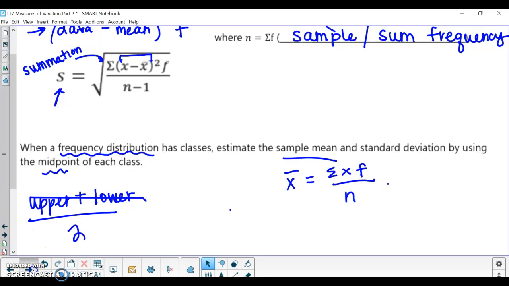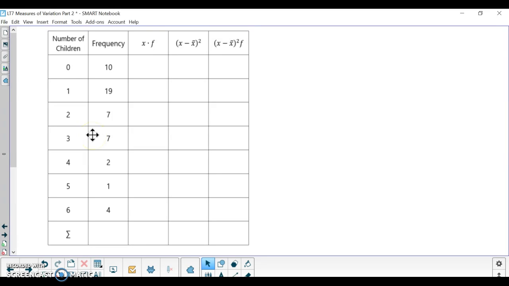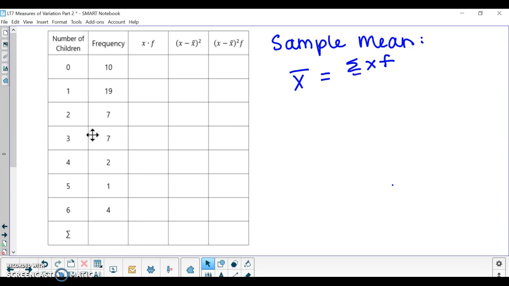In some cases, like this example, we're trying to find the standard deviation of number of children per household in a region. The midpoint is already given to us, so we don't need to do that. To find the sample mean, x bar is equal to the sum of the midpoint times its frequency divided by the total number. So our frequency, if you add up our second column, is 50. For each row, we're going to do the midpoint times its frequency. So pause the video, go ahead and do that.